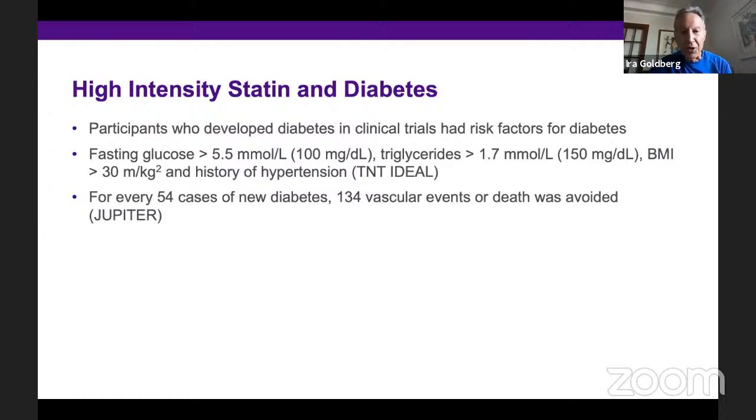The vascular biology community, especially the cardiologists, had said, okay, well, that's okay. For every 54 cases of new diabetes from Jupiter, 134 vascular events or death was decreased. In other words, you've decreased cardiovascular disease twice as much by putting people on high-dose statins, even though you will cause some diabetes. I will argue that you probably could get the same amount of LDL reduction. In fact, I know it.